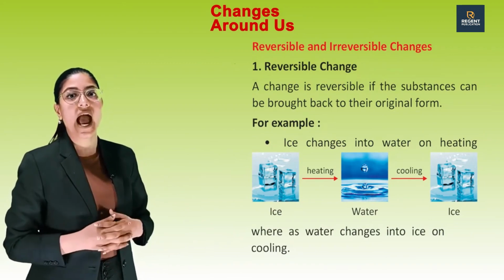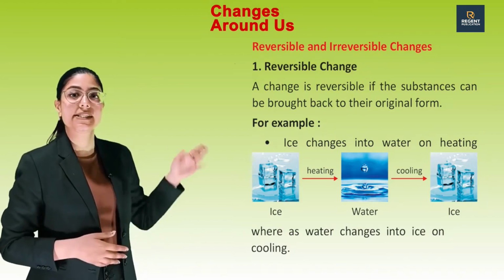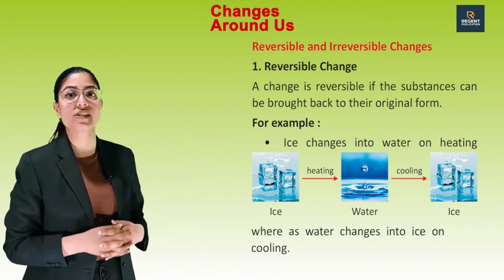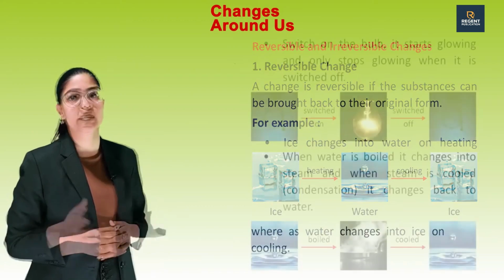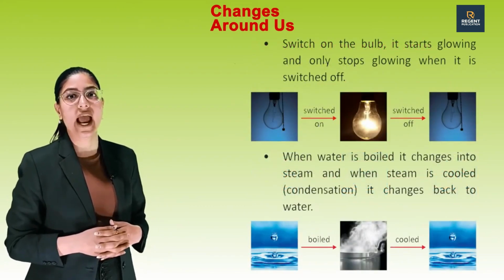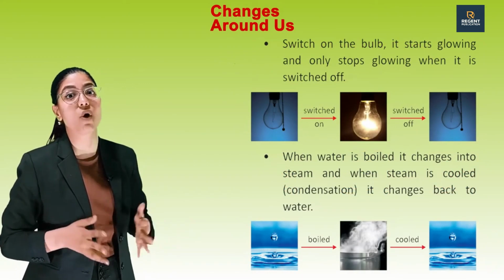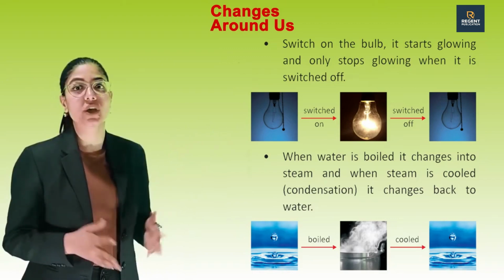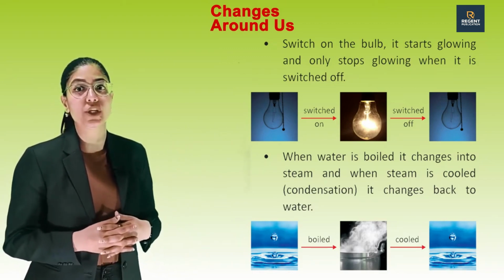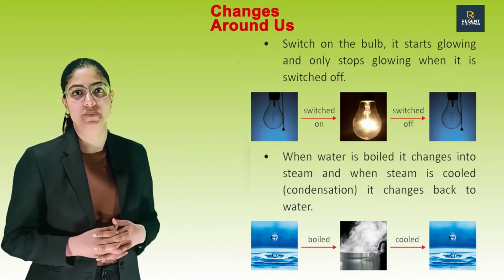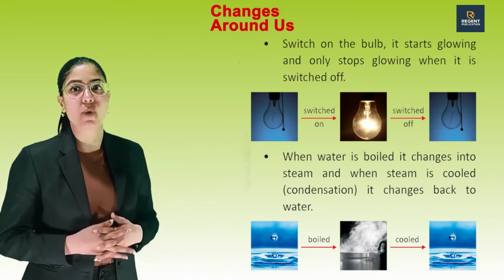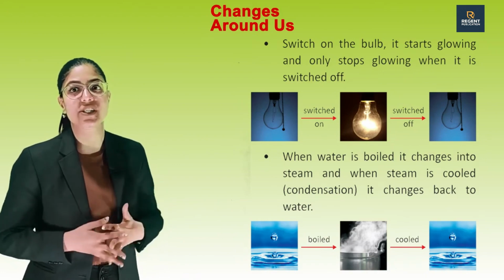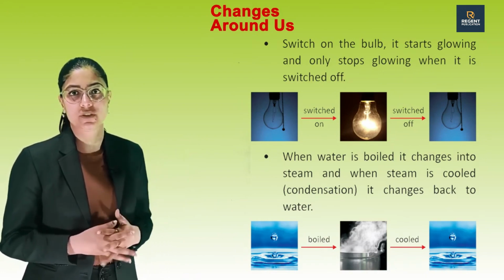For example, ice changes into water on heating. See this picture. Ice converts into water on heating, whereas water changes into ice on cooling. Switch on the bulb, it starts glowing and only stops glowing when it is switched off. See this picture. When water is boiled, it changes into steam, and when steam is cooled, by condensation, it changes back to water. See this picture.